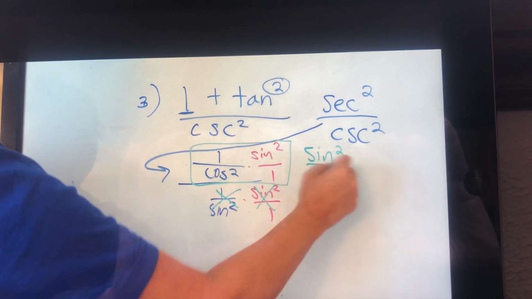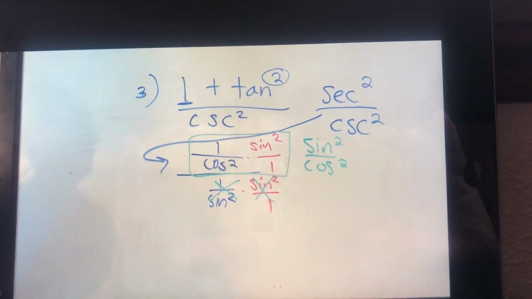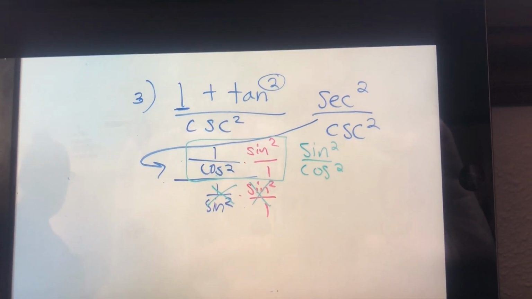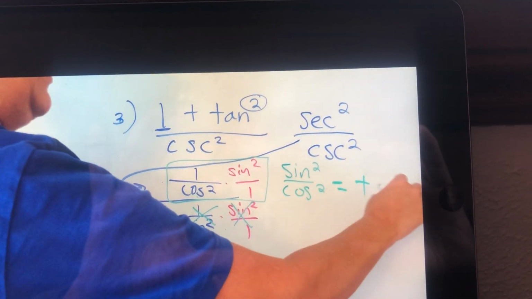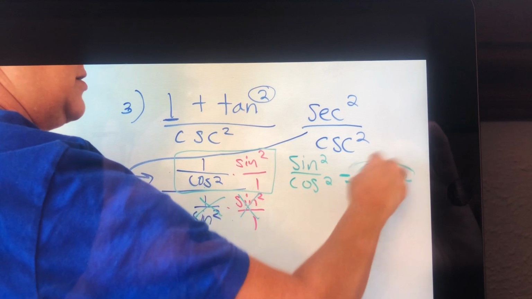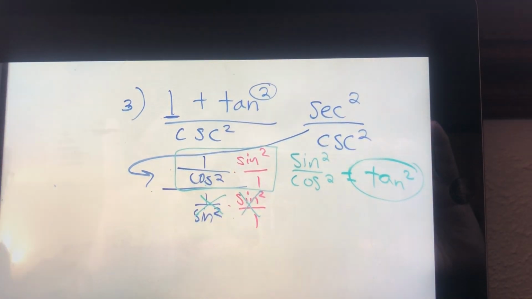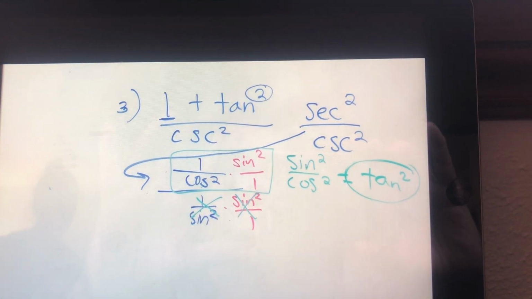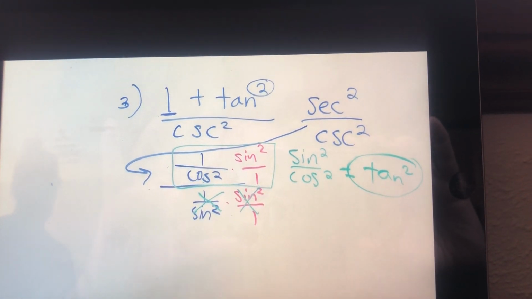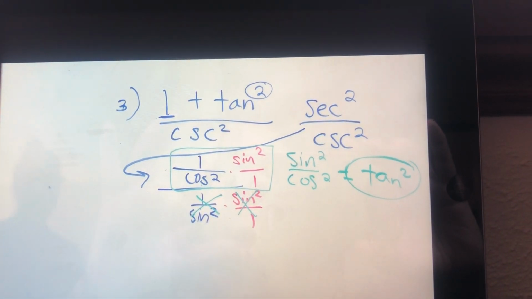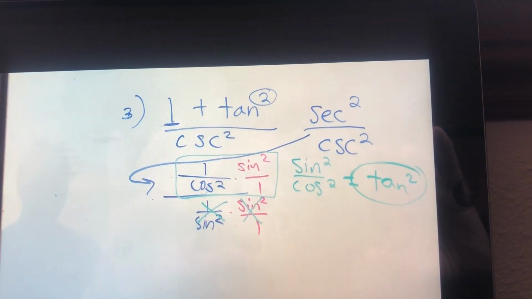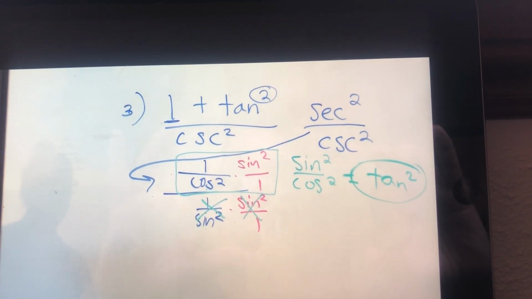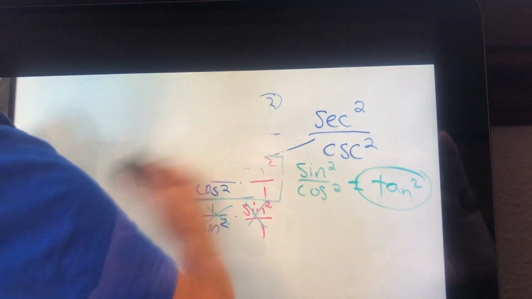Cosine squared times 1 is cosine squared. Again, I don't want you to leave it as that. That is equal to, it's a quotient identity, tangent squared. So that's what you should have gotten for number 3. All right, I would say any questions, but in class you probably wouldn't ask any, so I doubt you have any now. Okay, so there's number 3. Hopefully this is helping you guys get this a little bit.